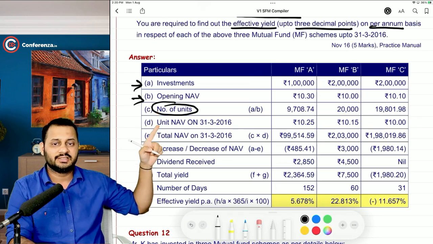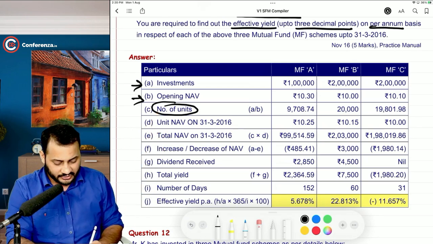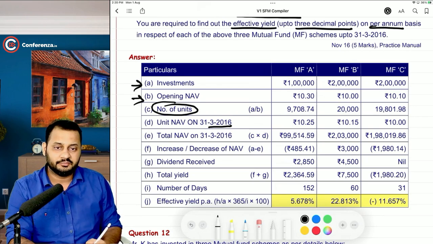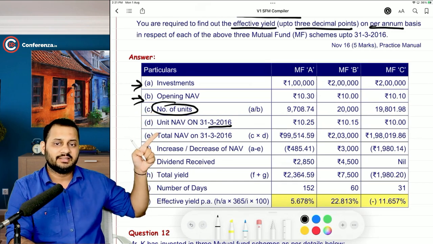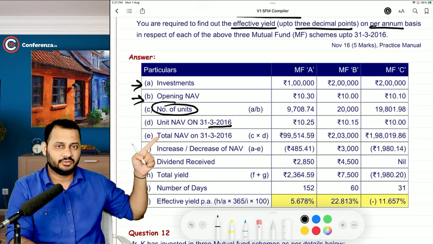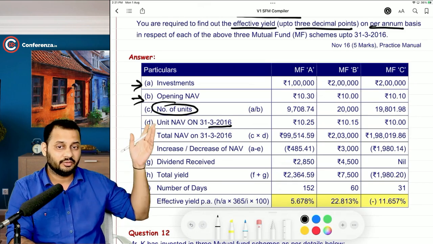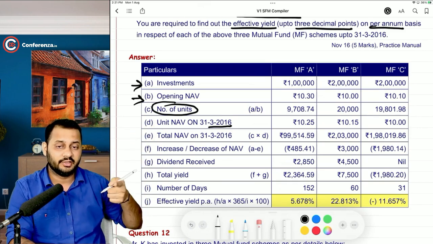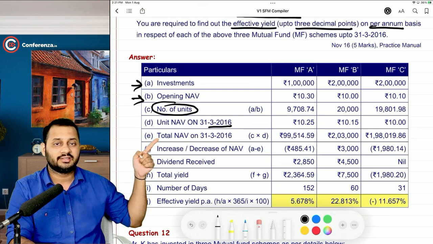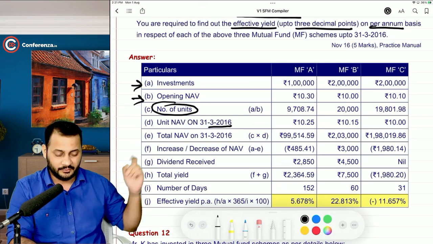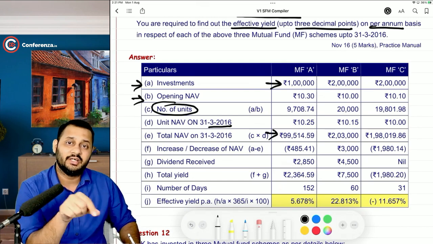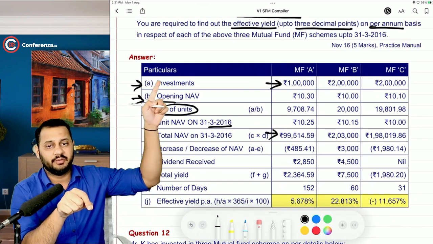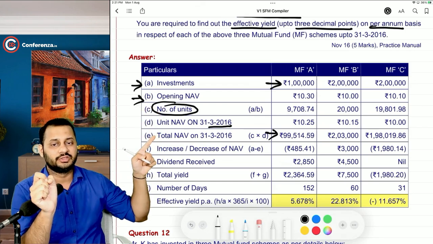Then this is the unit NAV as on 31st March 2016. Right? This is the closing NAV. This is the opening NAV. And this is the total NAV on 31st March 2016. So instead of first calculating the capital appreciation on per unit basis, they have calculated the net assets on the closing value itself. So this figure is important for you to calculate the capital appreciation: the investment, opening value and the closing value.